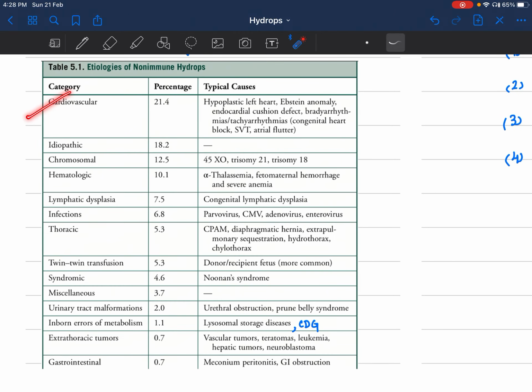So you will remember cardiovascular, idiopathic, chromosomal, hematologic, lymphatic dysplasia, infection. You can also use the Tim gun method. All right. So I leave that up to you. Whichever is comfortable for you, you can use.